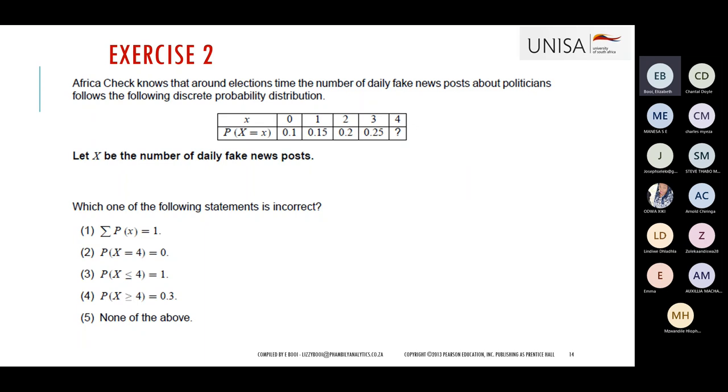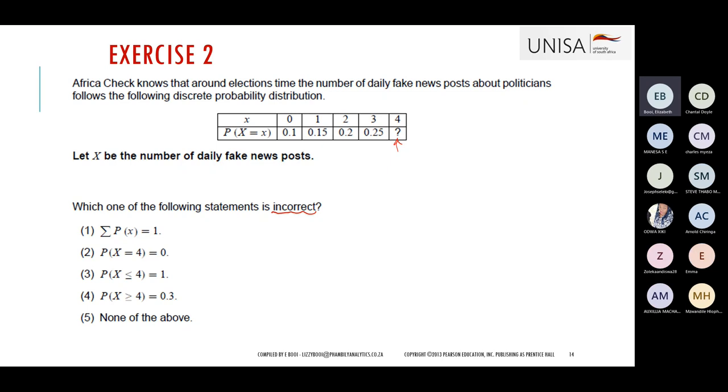Which one of the following statements is incorrect? What the question is asking you is to find the incorrect statement. The table has a question mark, therefore it means something needs to happen on this table. So you need to complete this before you go on. Once you have done that, you can just answer all these questions. Remember, with multiple choice questions, we evaluate each statement. I'm going to give you 5 minutes to go through each and every one of those statements and then choose the incorrect answer. And you can post your answer in the chat after you have evaluated all of them. Then we'll come back and do some feedback on it. 5 minutes starts right now.